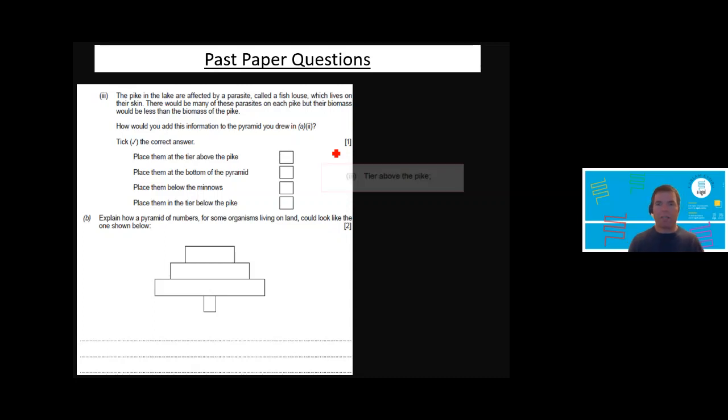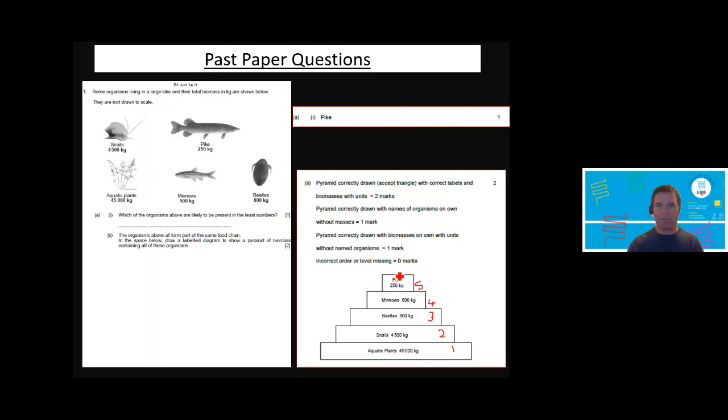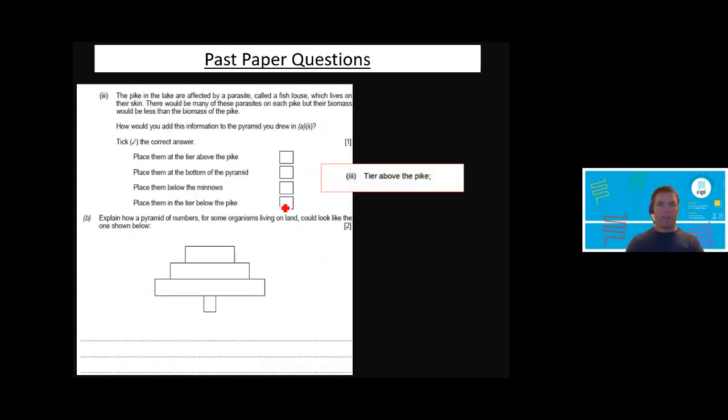So the answer here is to put them in a tier above the pike. So I'll go back to this. So the parasites would appear here. Now, what did it tell you? It says they're likely to be present in greater numbers. So if this was a pyramid of number, we would expect it to look like that if you were to add on those parasites, but it's not. It's a pyramid of biomass, and biomass pyramids always look pyramid shaped. Okay, so worth keeping that in mind. So they are tiered above the pike. There we are. That's what was required.